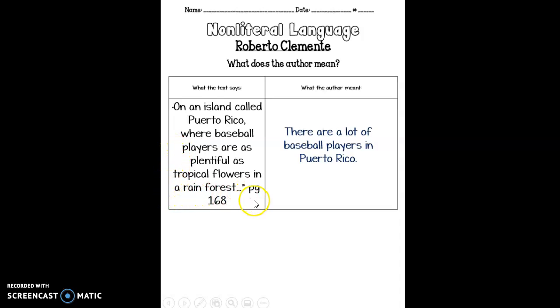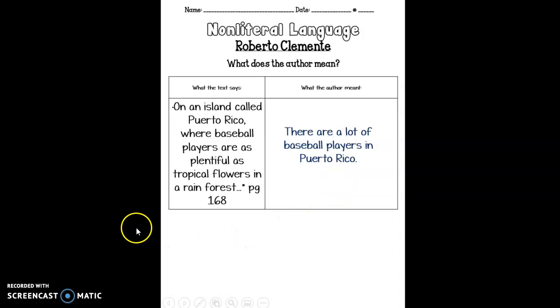rainforest. There once was a boy who had a fever to play at baseball. This one is much more fun to read, what the author actually wrote. Using that non-literal or figurative language, it makes the writing beautiful and more interesting for us to read. We just have to work a little bit harder to help figure it out. When we make sure we pay close attention to those details and use our context clues, we can figure out that what the author really means here is that there were a lot of baseball players in Puerto Rico.